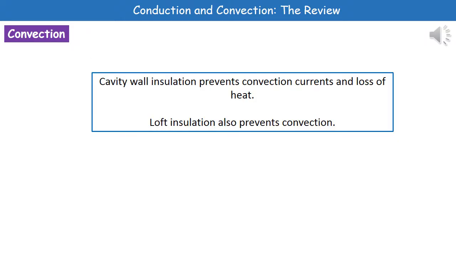When we're thinking about how to reduce the amount of convection that we experience within our homes, what we're looking at doing is installing insulation. The two types of insulation that will reduce our convection are cavity wall insulation, where between those two walls we put in an insulating material that prevents the convection currents and therefore reduces the loss of heat, and also loft insulation, which will prevent those convection currents within our house and again prevent the heat loss from the roof.